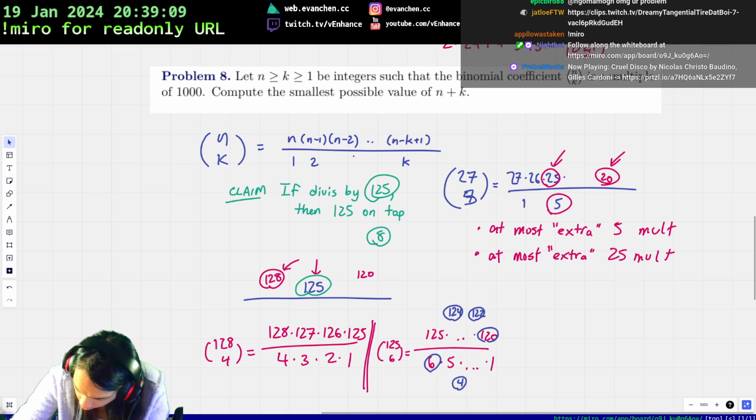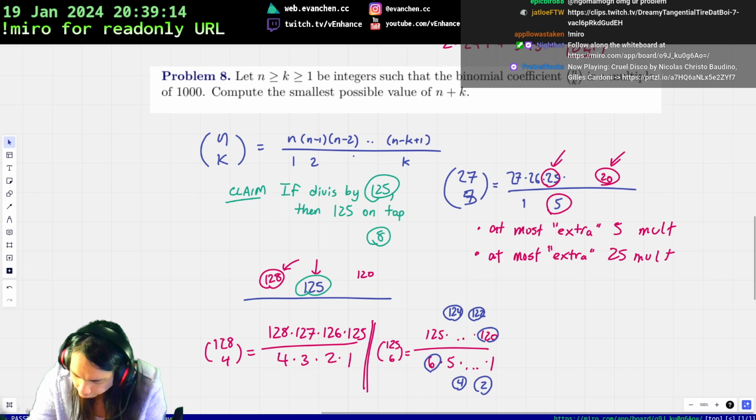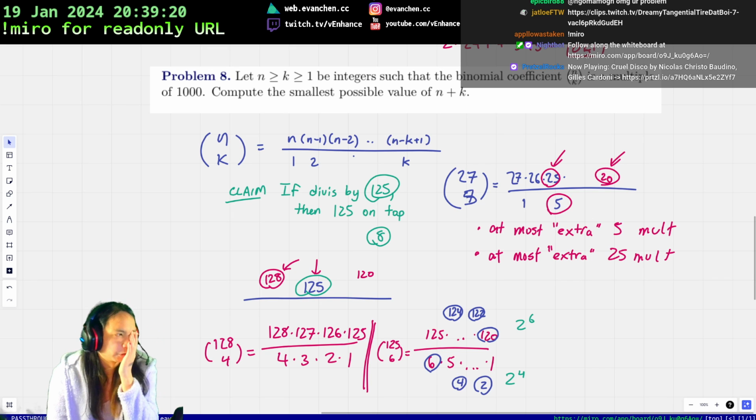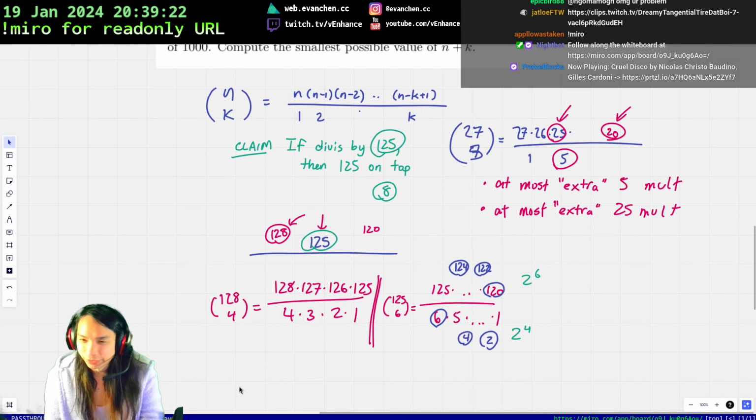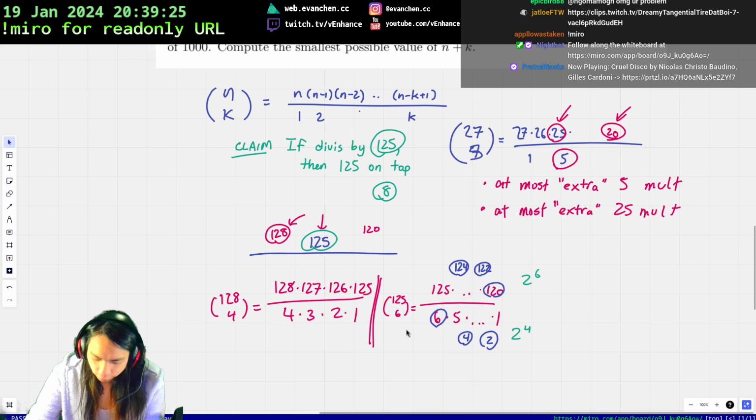6, 4, 2, 50. Okay. So on the bottom here, you have 2 to the 4. On the top, you have 2 to the 6, which isn't good enough. Okay, there we go. I thought I was going crazy there. So these are the two viable options. This one doesn't work. This one does work.